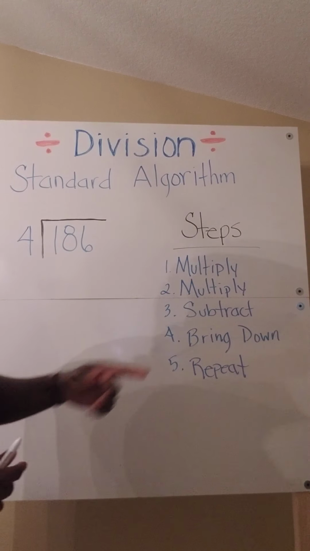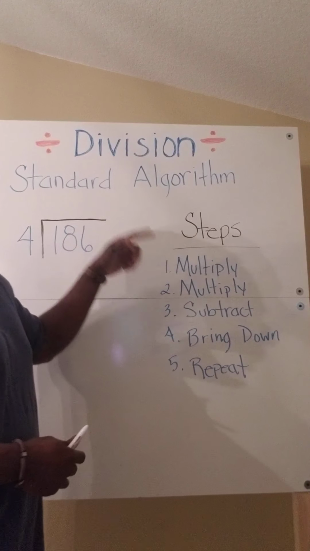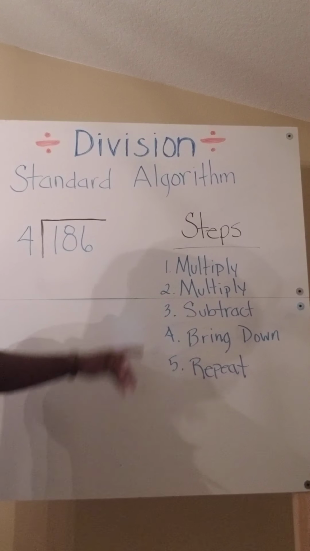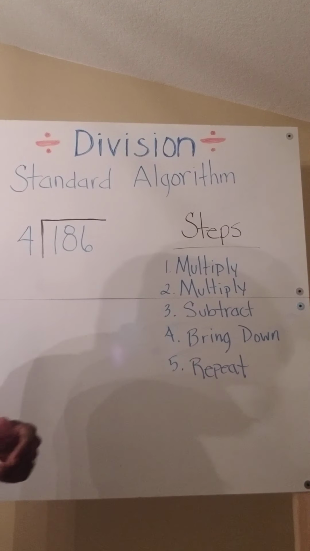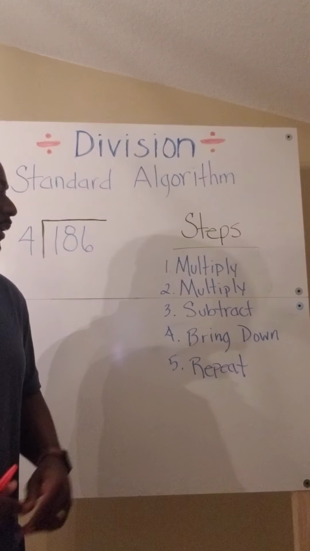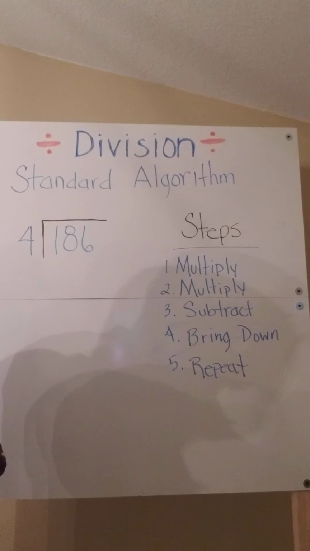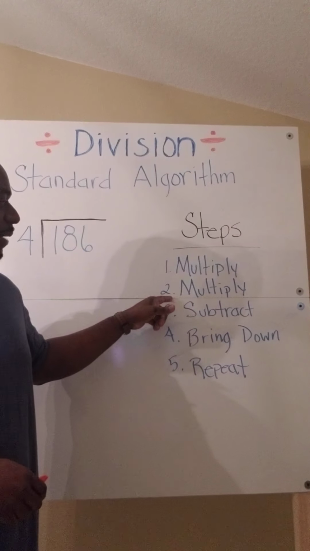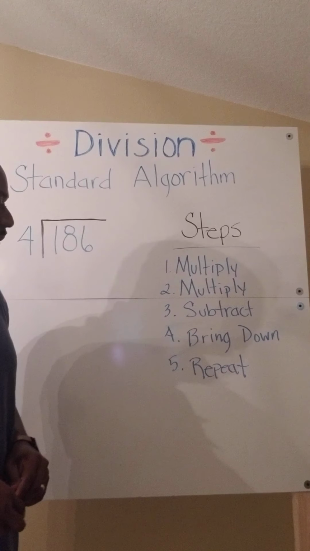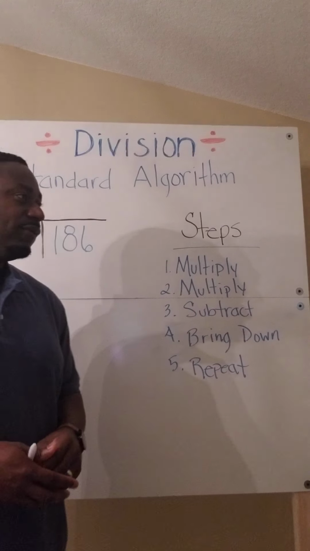The difference is I've added the steps that we're going to use to divide this problem out using the standard algorithm. So the steps are listed here. The first step is to multiply. Some teachers will opt to use division here. I typically teach my kids that the first step I want them to use would be the multiplication piece. Second, we're going to multiply again. The third step is subtraction. Fourth step is going to bring in a number. And the fifth step is to repeat if necessary.